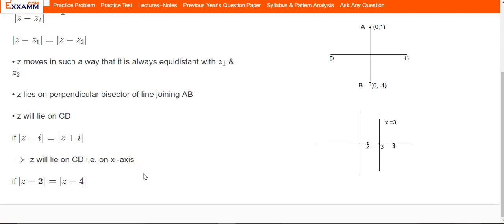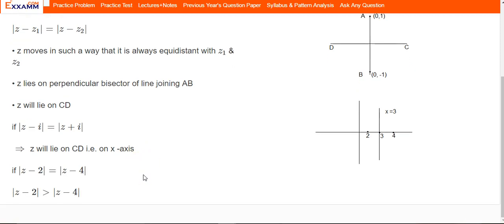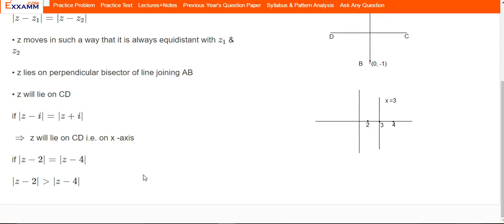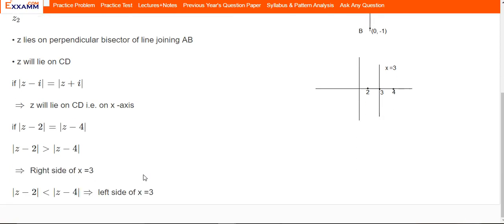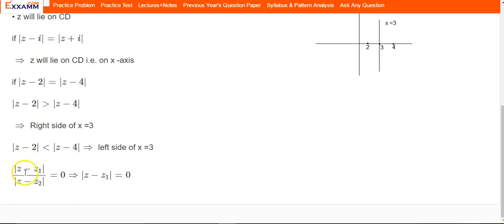Now what would be the case if modulus of z minus z1 divided by modulus of z minus z2 is equal to 0? In that case, what would this relationship mean? Modulus of z minus z1 is equal to 0, that is, z is equal to z1. That would mean z is a point representing z1.